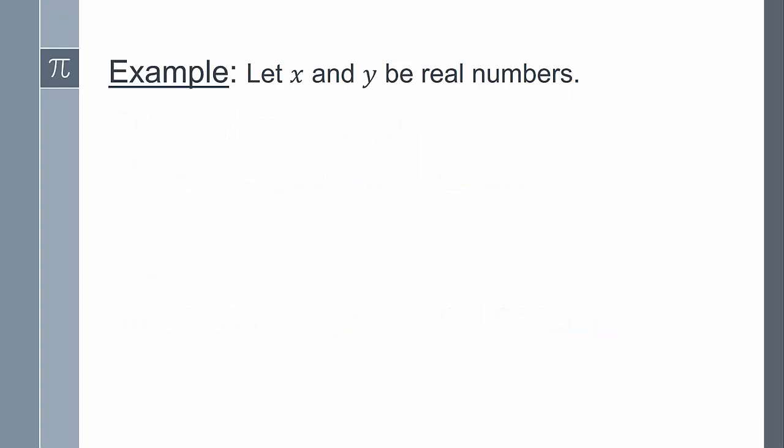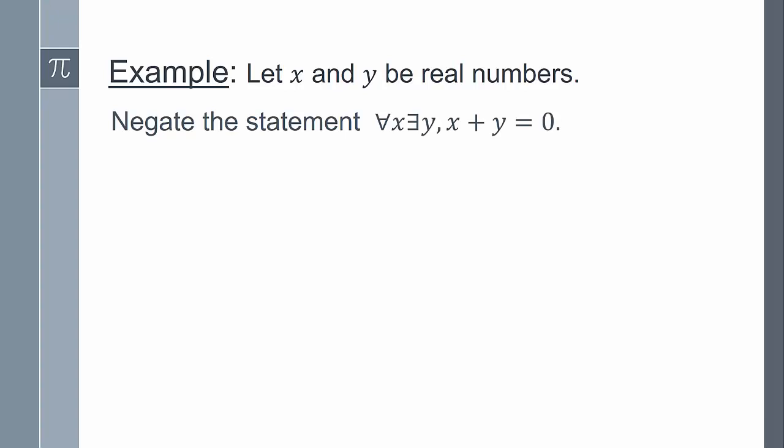Let's look at an example using real numbers. Let's assume we have x and y real numbers, and let's look at a statement that has two quantifiers. The statement: for every x there exists a y such that x plus y equals 0. This is basically a statement about every real number having an additive inverse. That would be the more normal English way of saying this: every real number has an additive inverse. So for every x there exists a y such that x plus y equals 0.